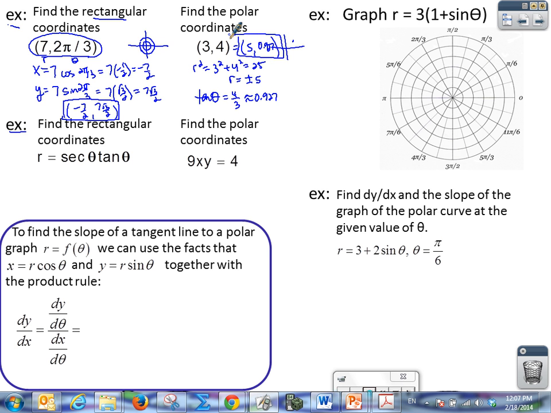Well, that would also be a problem. In order to tell for sure which quadrant it is, you really would need a calculator. Otherwise, you would just have to hope that it's in the first quadrant where it's supposed to be. All right.